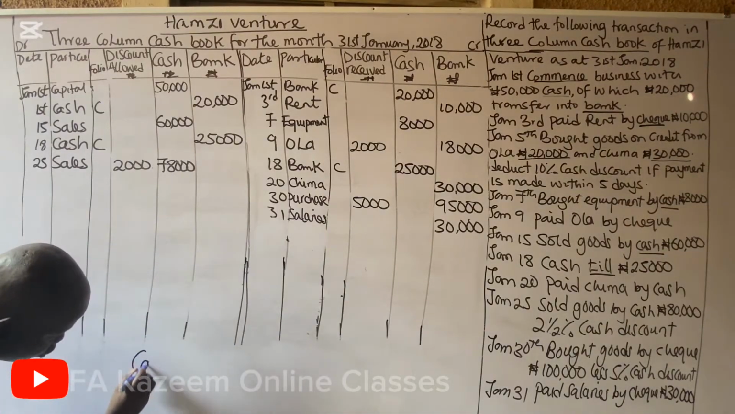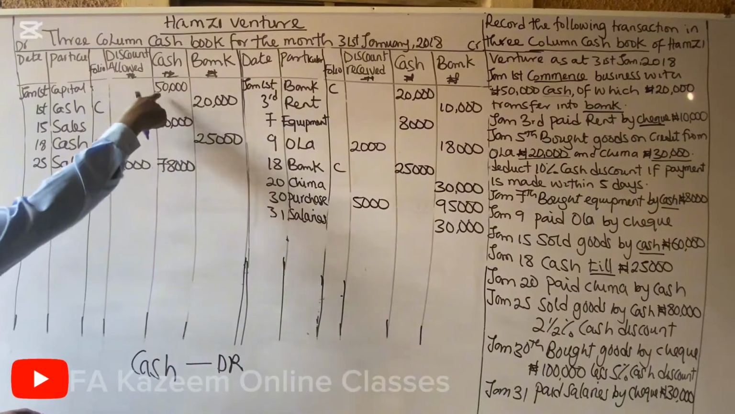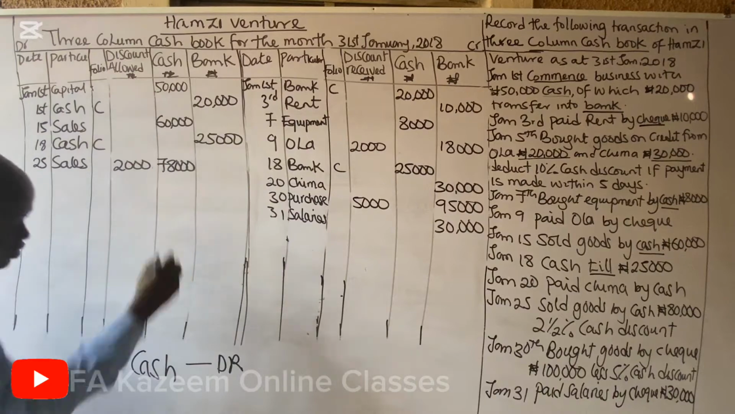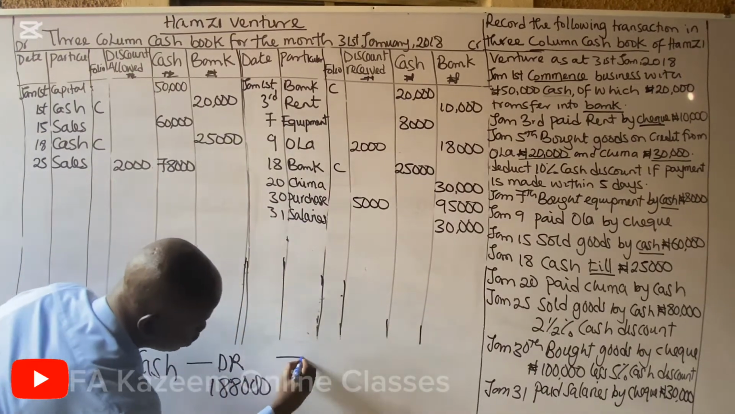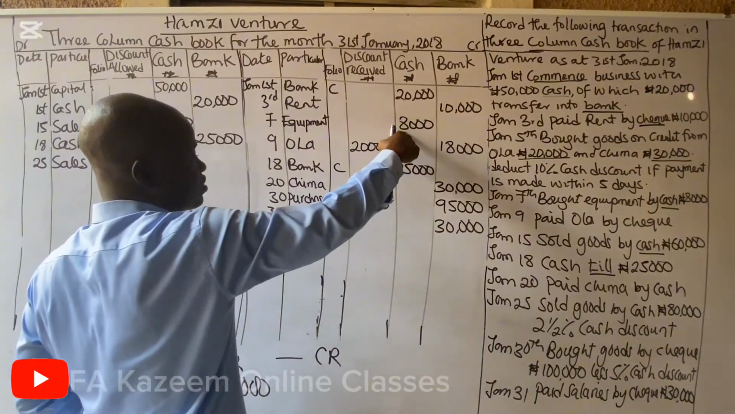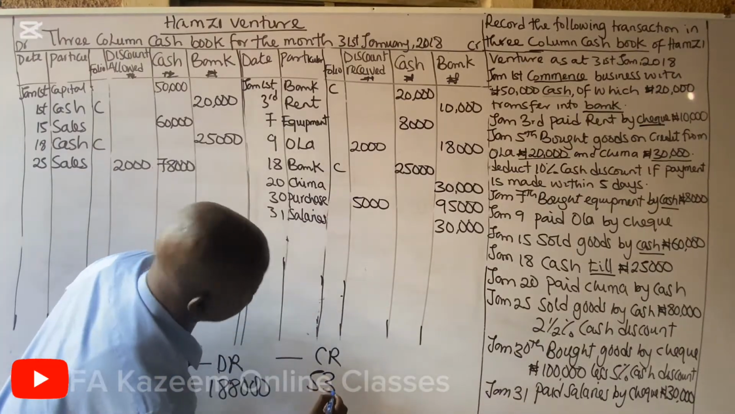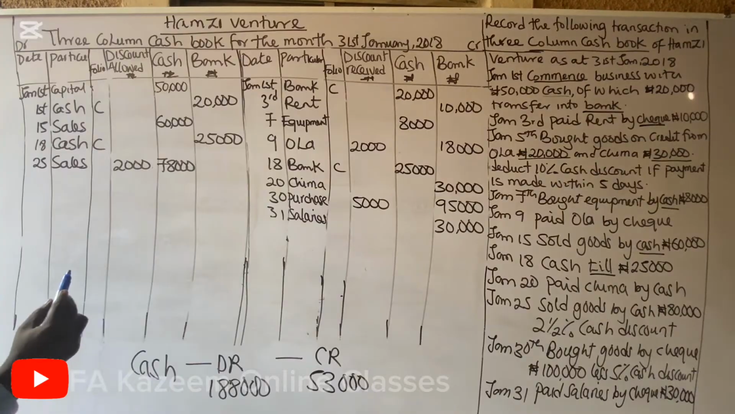Let's start with cash. The debit side of cash is 50 plus 60, that's 110, plus 78, that's 188,000. The credit side is 20 plus 8,000, that's 28, plus 25, that's 53,000.